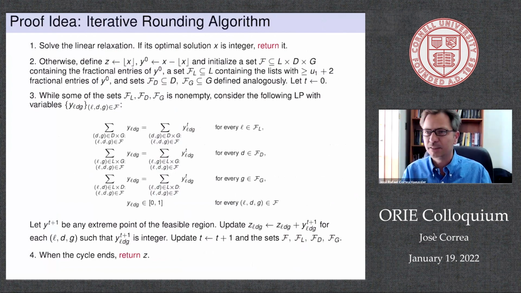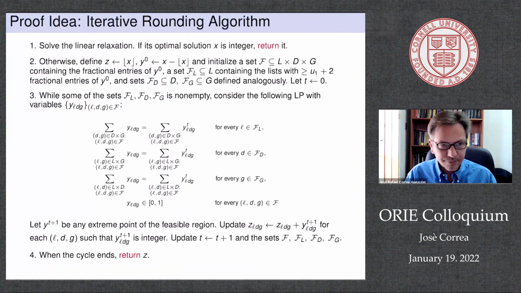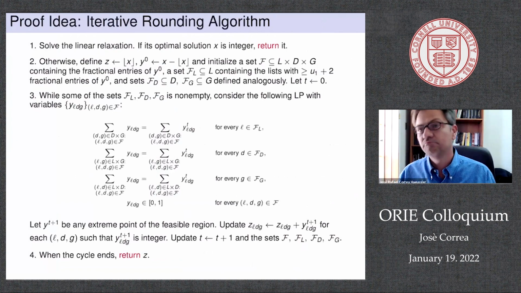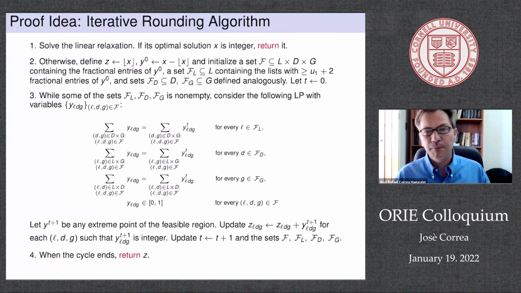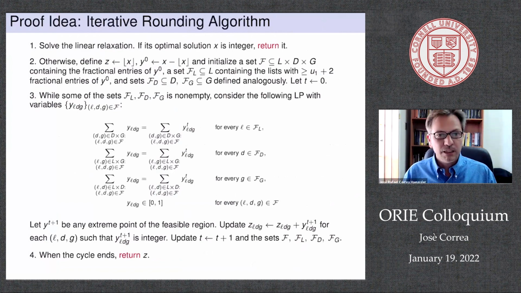It's a bit crazy, but what you do is the following. You first look at all the fractional entries. I mean, the integer parts of the entries that I got, I'm happy with those integer parts. I'm not going to play with those. I'm only going to play with the fractional parts, the fractional entries that I have to decide what to do with.